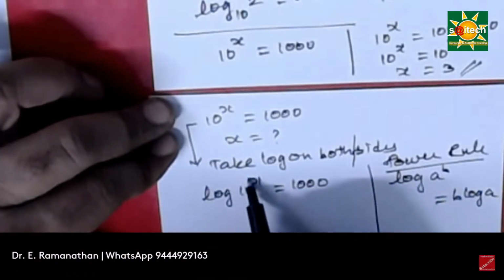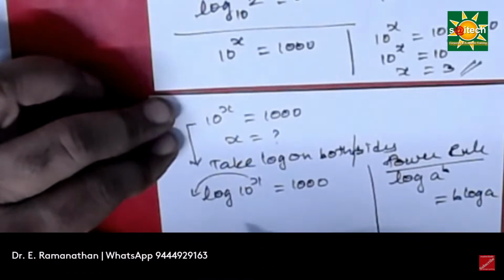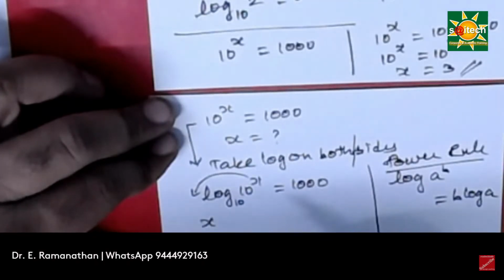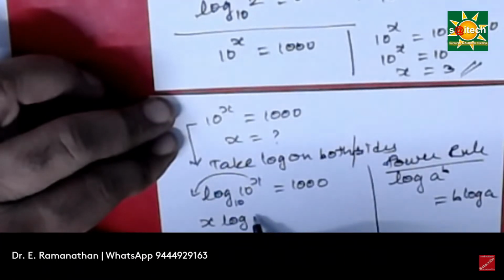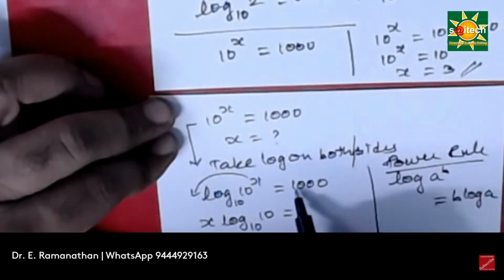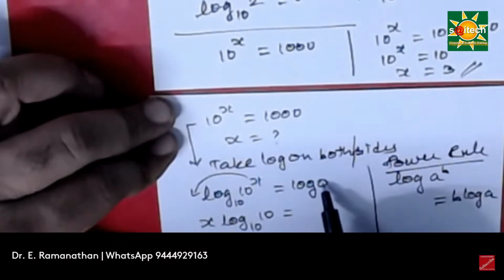So similarly, I can bring this x here. So x, and you know very well, when I put log 10, which is nothing but log 10 to the base 10, right? So x into log 10 to the base 10 is equal to how much? And I have to consider the log of 1000 also, because introducing logarithm on both sides. So log 1000.